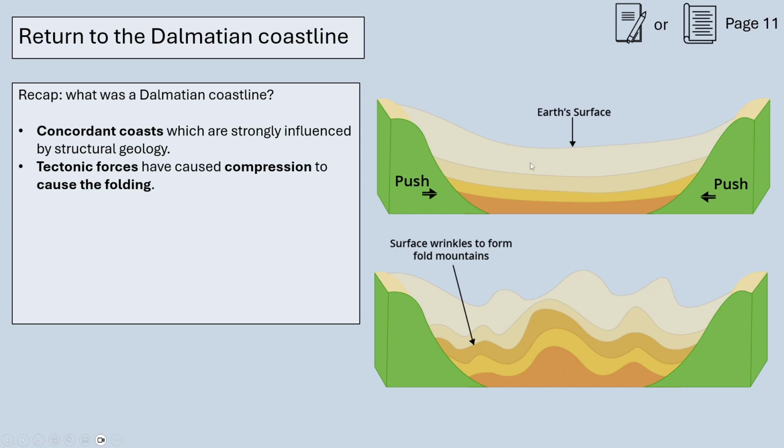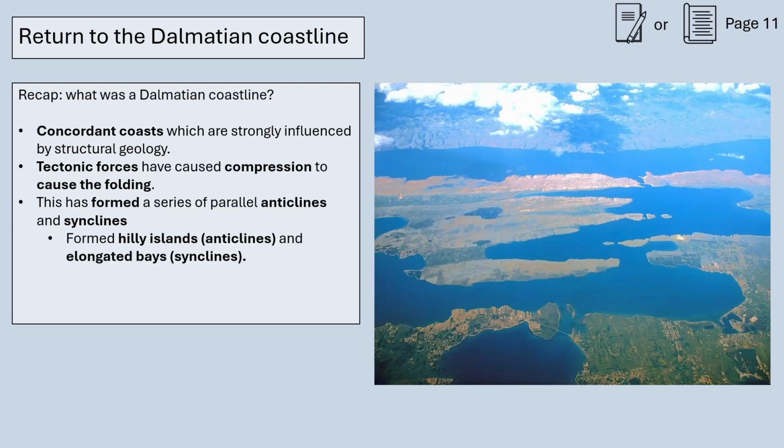So this is a sedimentary basin, and what has happened is we've got compression, so we've got forces either side pushing it together and squeezing it together, and that has resulted in fold mountains forming. And so what we have is a series of parallel anticlines and synclines. Remember that anticlines, or antiforms, are the A-shaped folds. Now, due to sea level rise, the anticlines now form hilly islands, as you can see in this photograph, and the synclines have formed these elongated bays.